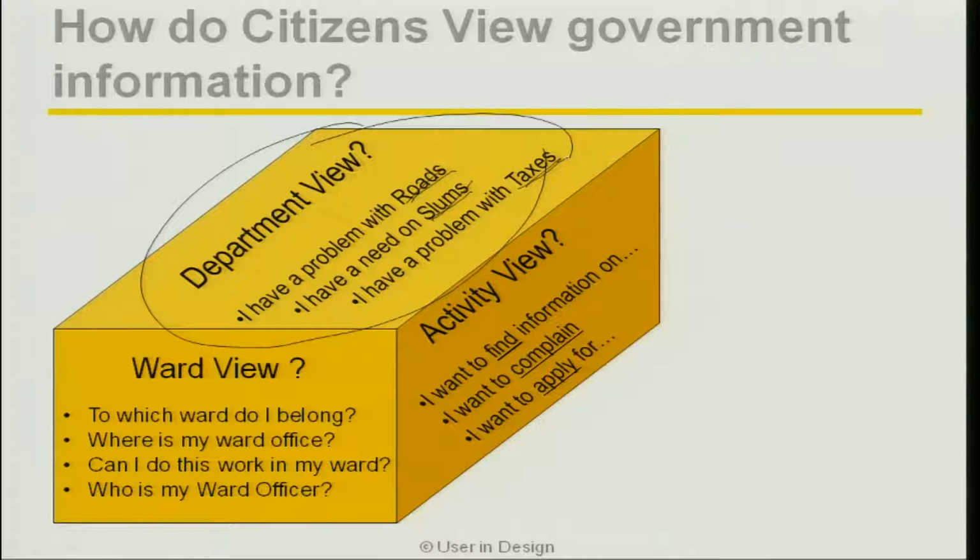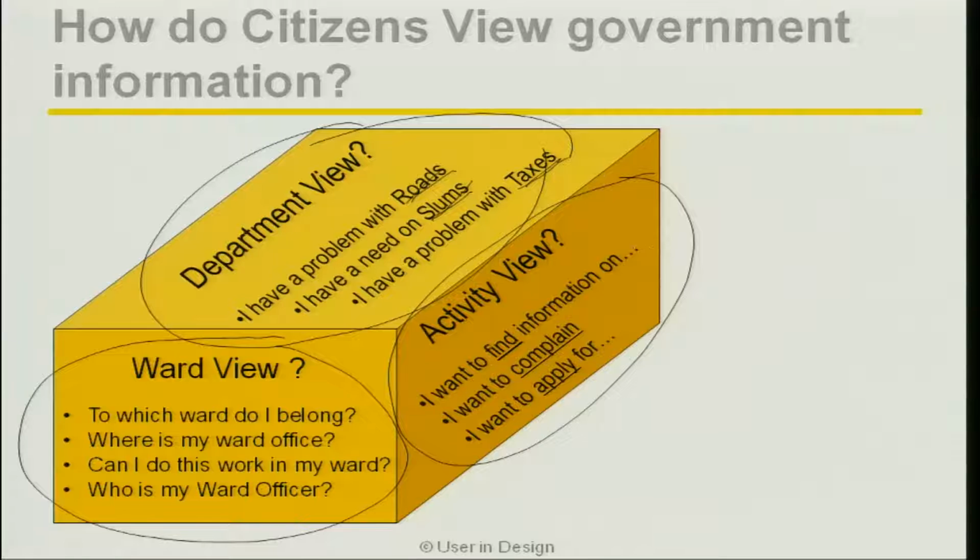What do the wards want? The wards would like this to be decentralized. So they are interested in a ward view. To which ward do I belong? Where is my ward office? Can I do this work in my ward? Who is my ward officer? This is the view that they would like to push. What do the citizens want? I want to find information on property tax. I want to complain about too much noise in my neighborhood or whatever it is. I want to apply for a restaurant license. This is the view of citizens.